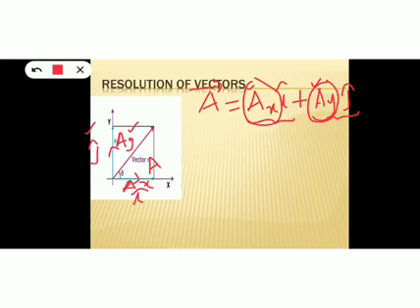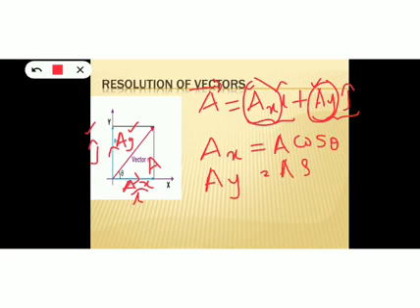Then what are ax and ay? We had discussed in the previous case, ax is A cos theta because it is the component adjacent to theta, and ay is A sin theta. Okay, so we have two ways to specify a vector in a plane. First, it can be specified by its magnitude and the direction theta it makes with the x-axis. Or we can represent a vector in terms of its components ax and ay.